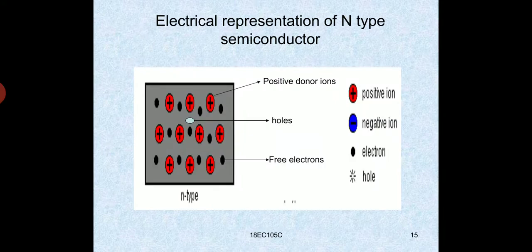Now let us see the electrical representation of the n type semiconductor material. If you look into that, the red positive marks are positive donor ions, and you have holes. Then we have free electrons. So proportionally we can check how many free electrons there are. There is one hole, so there is a positive ion. We don't have negative ions here in n type, and then you have electrons and also holes.